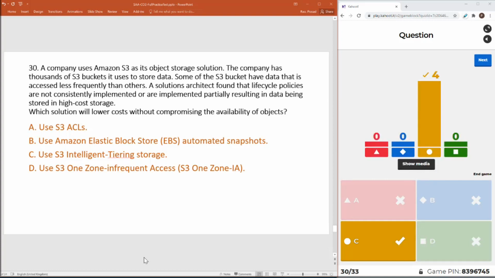Yep, all four of you got it right. It's intelligent tiering storage through which you can move data to the right storage.